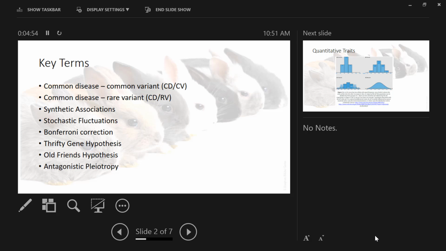They're different. Thrifty gene hypothesis. This is the, oh, you know what? We'll save all three of these because we're going to talk about them in more detail. Okay? Any questions about these key terms or thoughts?